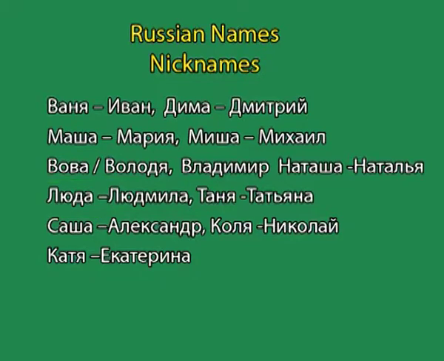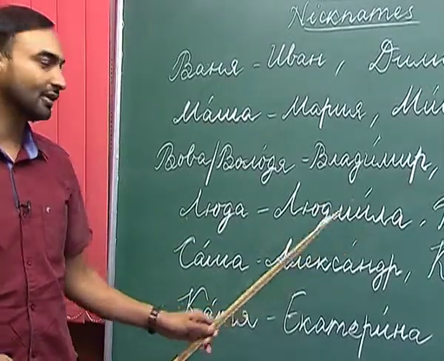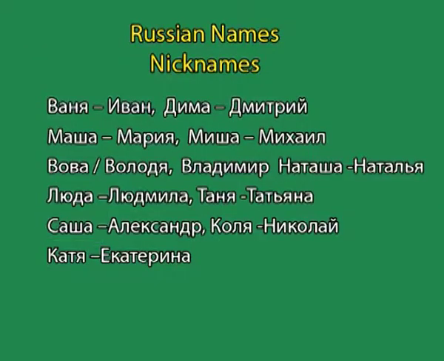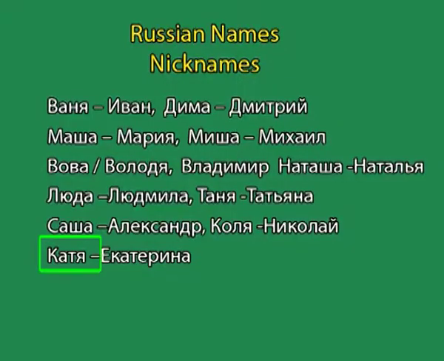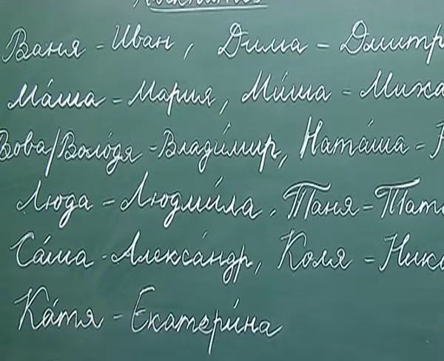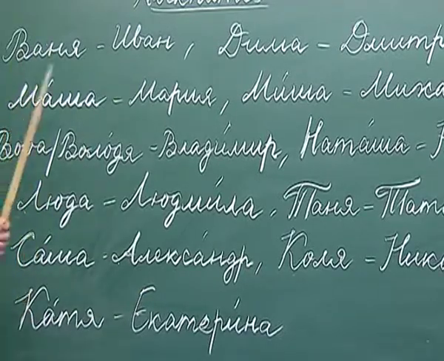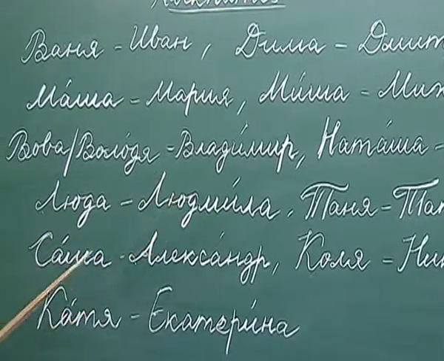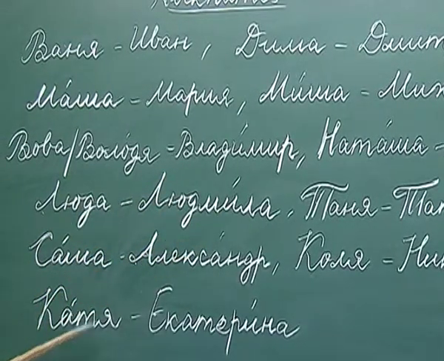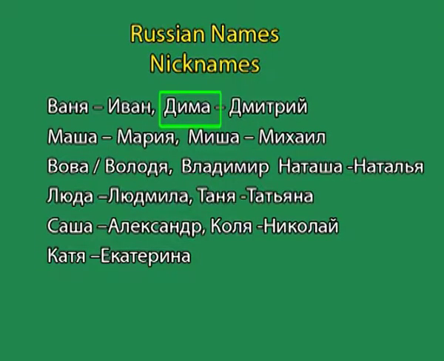Lyuda, Lyuda corresponds to the first name Ludmila. Ludmila is a feminine name. Sasha, Sasha corresponds to the masculine name Alexandr or Alexander, that is how we call it in English. Katya, Katya corresponds to the first name Ekaterina, and Katya is a feminine name. So, Vanya Ivan, Masha Maria, Vova Volodya Vladimir, Lyuda Ludmila, Sasha Alexandr, Katya Ekaterina, Dima Dmitri.